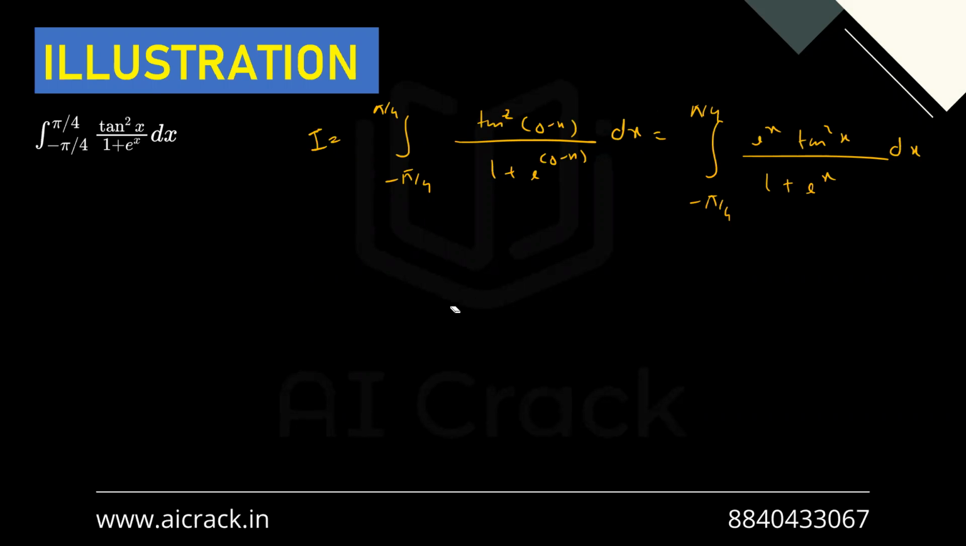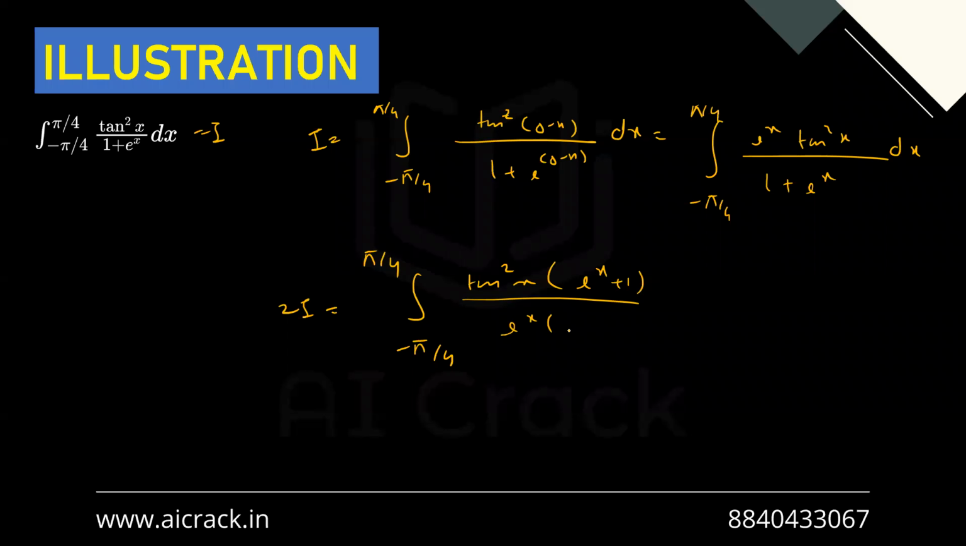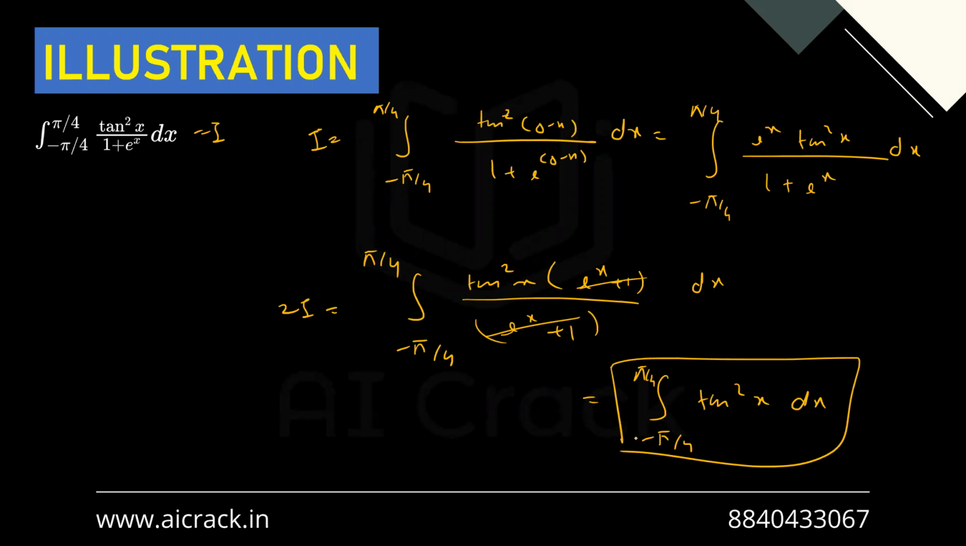If I try to add both of them, that would give me 2I equals to minus pi by 4 to pi by 4. If I'm adding both of them, I'll be getting tan square x times e raised power x plus 1 divided by e raised power x plus 1 dx. So this gets cancelled out and we have got the standard integral, tan square x from minus pi by 4 to pi by 4. Now you can proceed further easily, right?